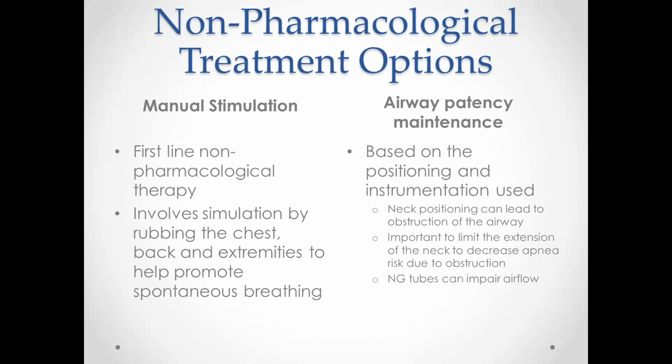Then you have airway patency maintenance, and this is primarily based on positioning and the instrumentation that you use. Neck positioning is important for this because it can lead to a potential airway obstruction. So it's important to maintain that, as well as limit the extension of the neck to decrease any apnea risk due to a potential obstruction. And NG tubes can impair this airflow, so it's important to watch out for that as well.